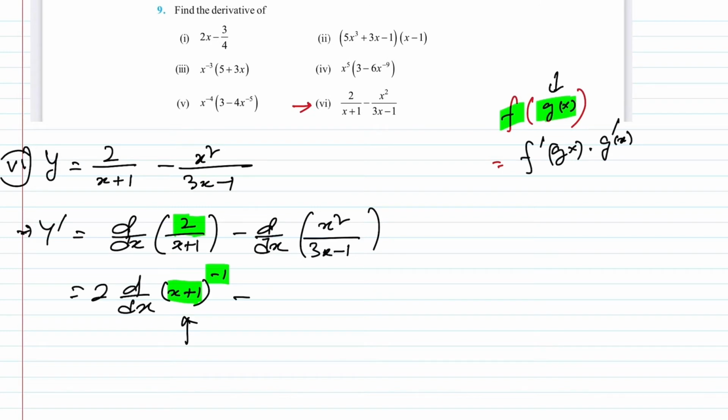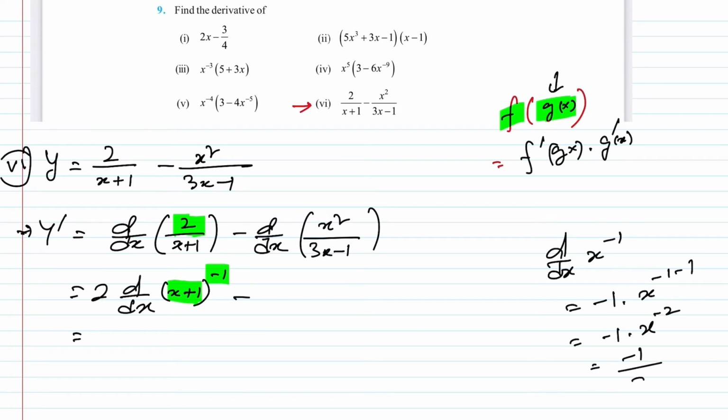Okay, so similarly we will do here the same thing. If you do so, what will happen? Here you see the derivative of x to the power minus 1 is minus 1 into x to the power minus 1 minus 1. So x to the power minus 1 minus 1, that is minus 2, that's going to be minus 1 by x square. You can consider like this. So here also you will get minus 1 by (x plus 1) whole square.